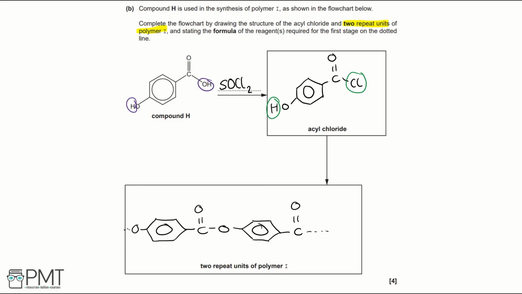In this question, you get a mark for the correct reagent, a mark for the correct acyl chloride group drawn. You get a mark for having an ester link in your polymer, and then you get a mark for having the rest of the structure correct.